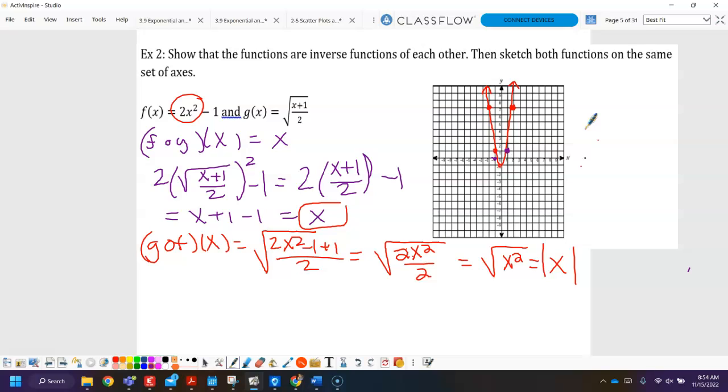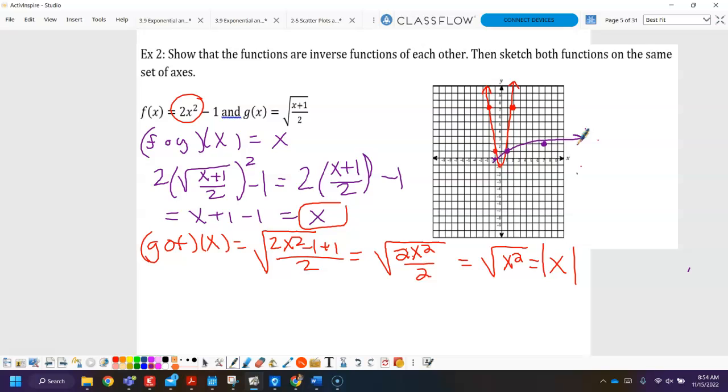And here's why they aren't true inverses. Does the point (1, -1) exist on g of x? No. Can I ever get a negative g value? No. So I'm only going to get half of the inverse function. That's why they're not true inverses.